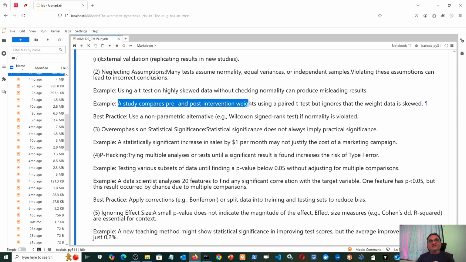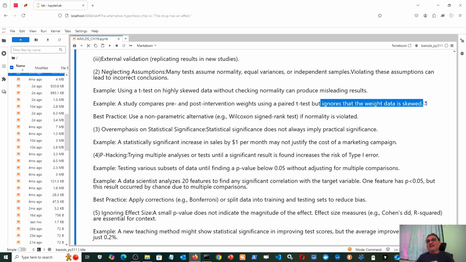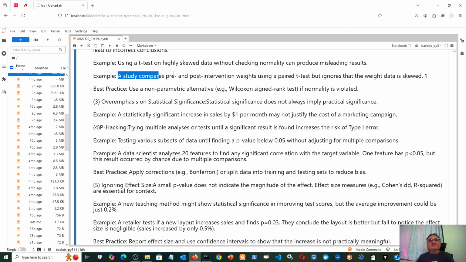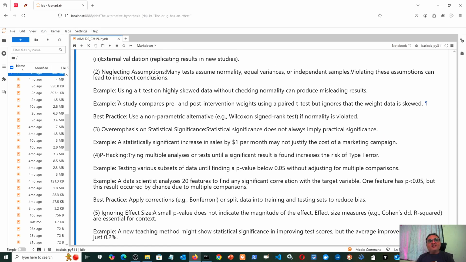So this is one example: a study compares pre and post intervention weights using a paired t-test, but ignores that right from the beginning, the weight data was skewed. So even before your intervention, whatever sample you selected, that was highly skewed data. So what is the best practice? Use a non-parametric alternative. For example, don't use a paired t-test, but use the Wilcoxon signed rank test if normality is violated. So it is not that if normality is not obeyed, then everything is lost. But then you will have to use some advanced test. This is that kind of test.